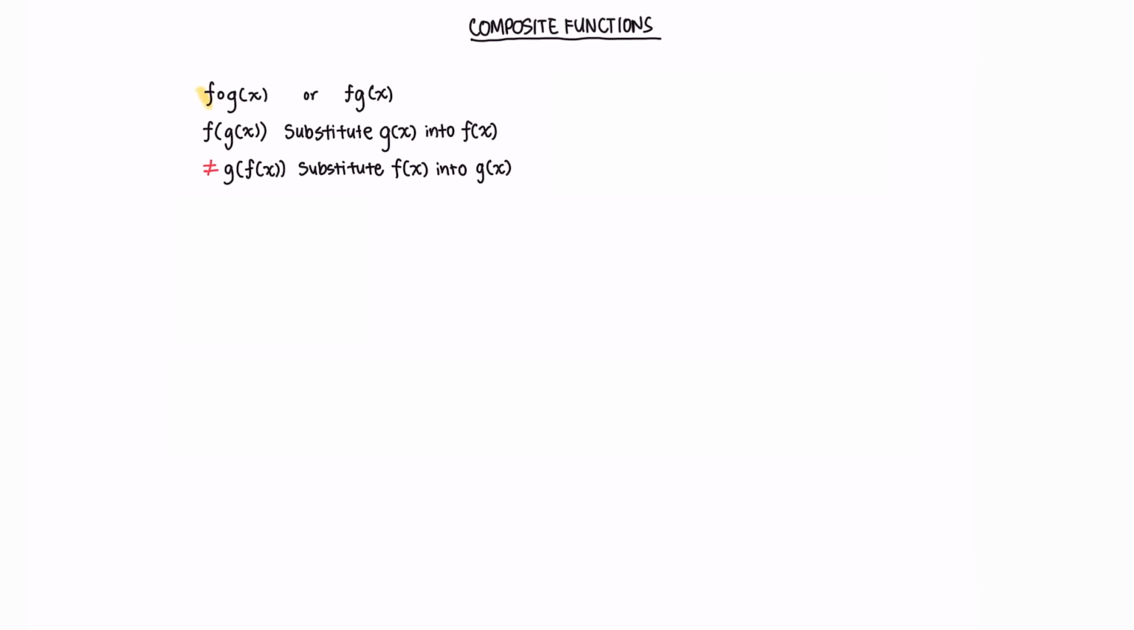Okay, let's say we have f∘g(x), or we can simply write it as fg(x). What this means is that you are substituting g(x) into f(x). You're always substituting the inside function, in this case g(x), into the outside function, which is f(x).